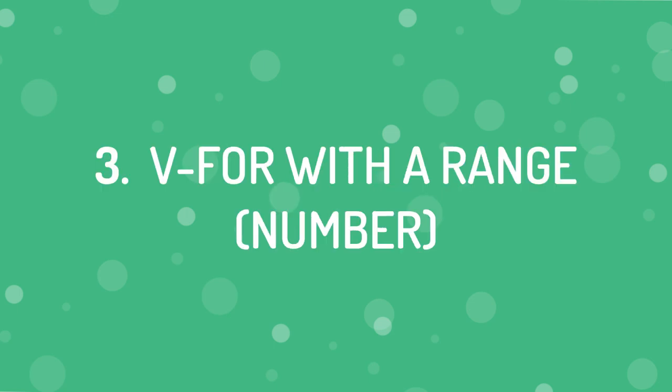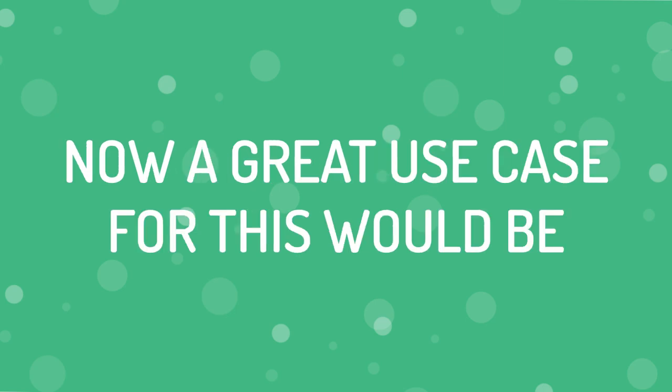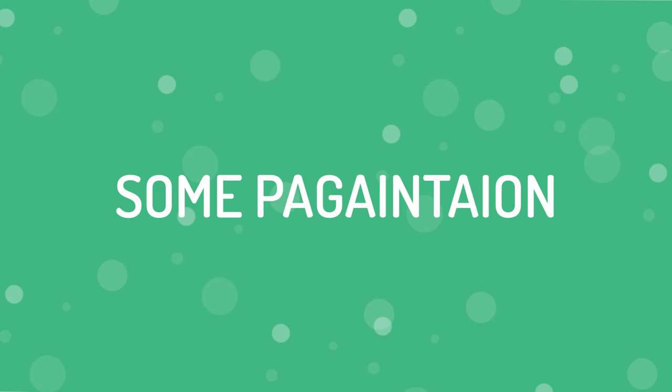The third tip is we can also use v-for with a range. So instead of passing in an array or an object, we can pass in a number, and then the template is going to repeat as many times as the number you defined. Now, a great use case for this is if you wanted to do some sort of pagination.